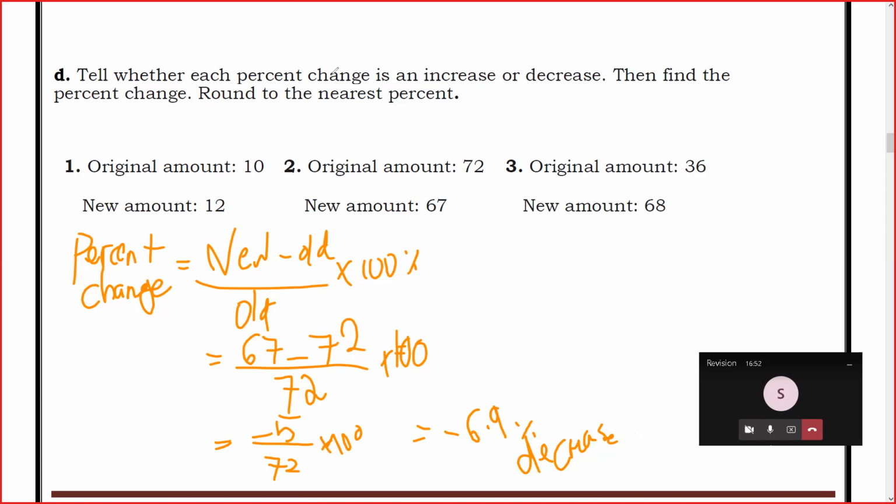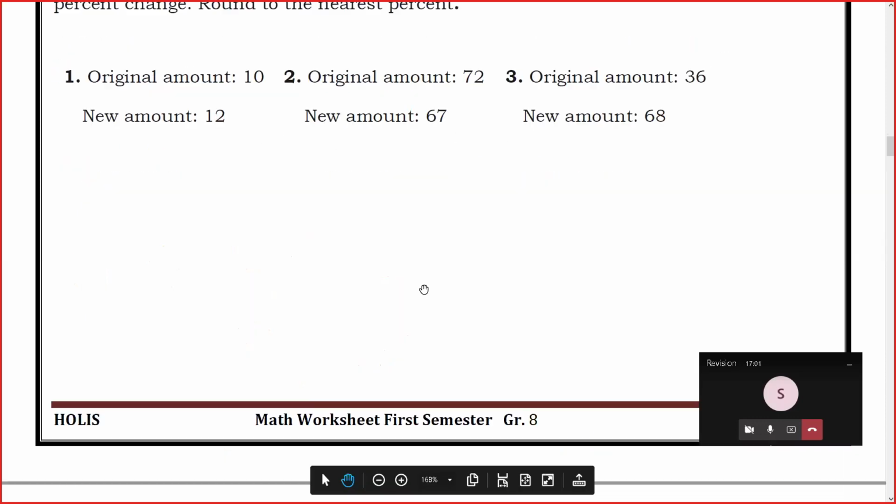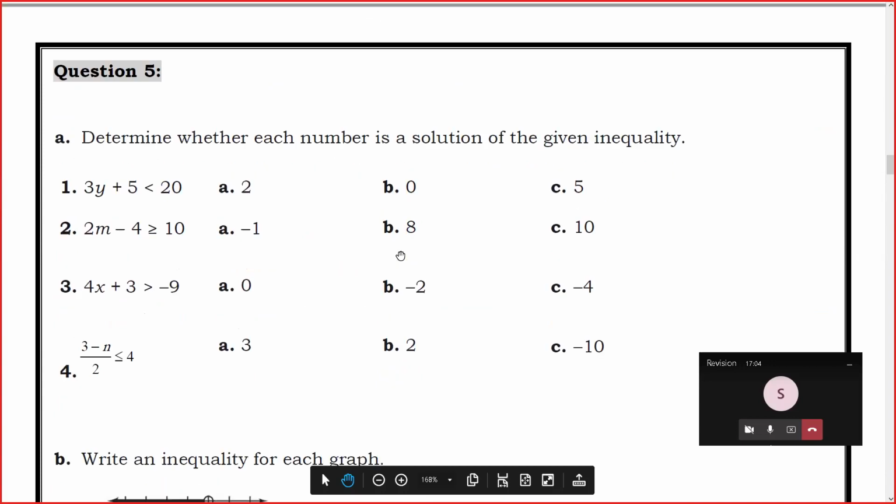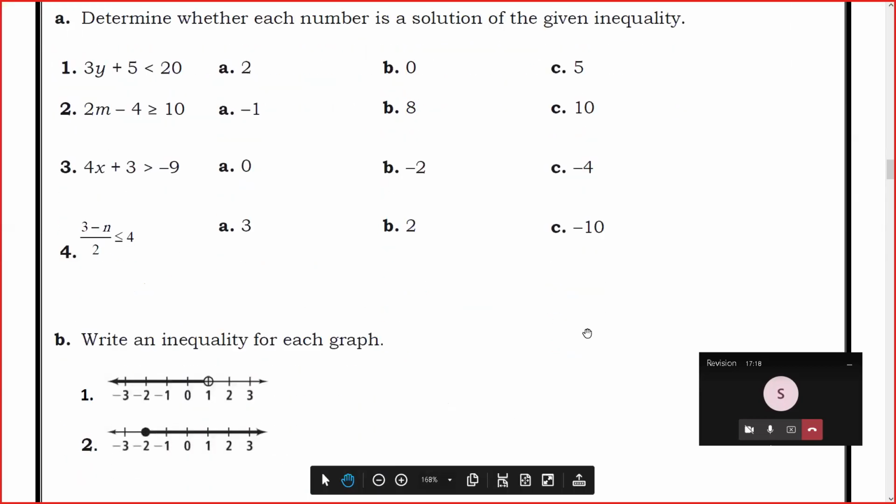Now, since we have a lot of pages in the revision sheet, I chose some questions to solve. Here, number 5. Determine whether each number is a solution of the given inequality. Let's solve number 3 and 4. Here we have 0, we have -2, and we have -4. We have 3 solutions. I want now to determine if the first number is a solution of the inequality or no.